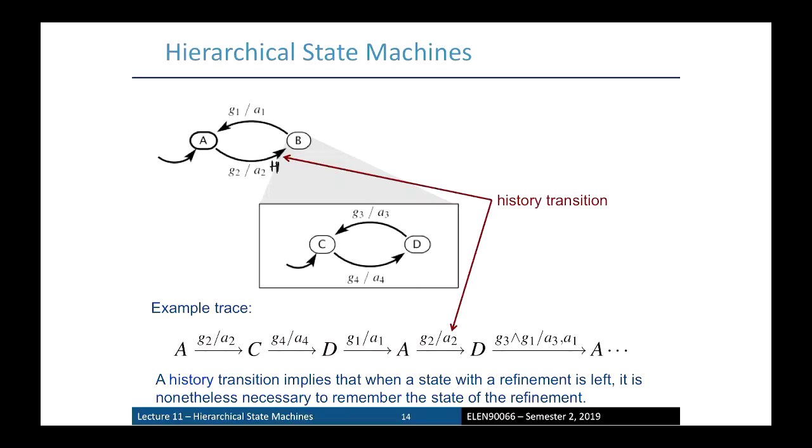Okay, so a history transition implies that when a state with a refinement is left, here's a state with a refinement, it's left, here's a state with a refinement, it's left, that it's necessary to remember the state of the refinement. Now, what that means is, with the history transitions, this is a 4-state state machine. Okay? When we flatten it out, it'll make much more sense.